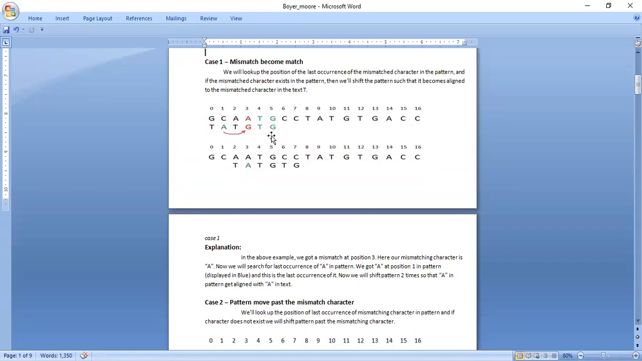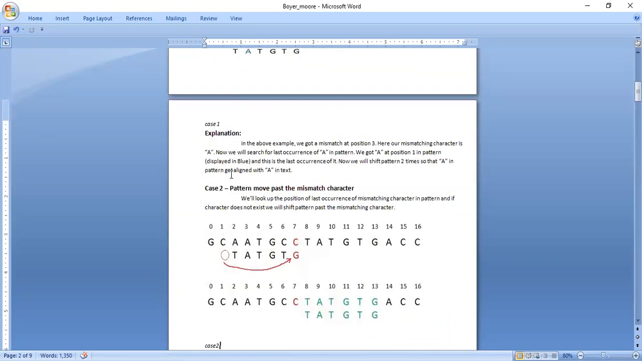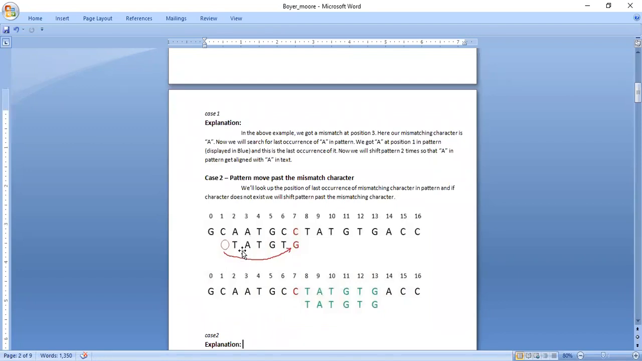In the first step, we found a bad character and made a mismatch into a match. Again, we found a mismatch and checked whether it exists or not. If not, with the help of case 2, we shifted the whole pattern past the mismatch character. In the second step only, we found our pattern in the text. So in just 3 simple steps, we got our pattern matched with the given string.